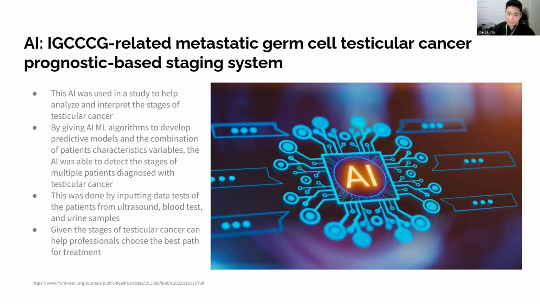And this is done by inputting data tests of the patients from ultrasound, blood tests, and urine samples. I think this can be really helpful to give the stages of testicular cancer and help professionals choose the best for their treatment. That's all. Thank you.